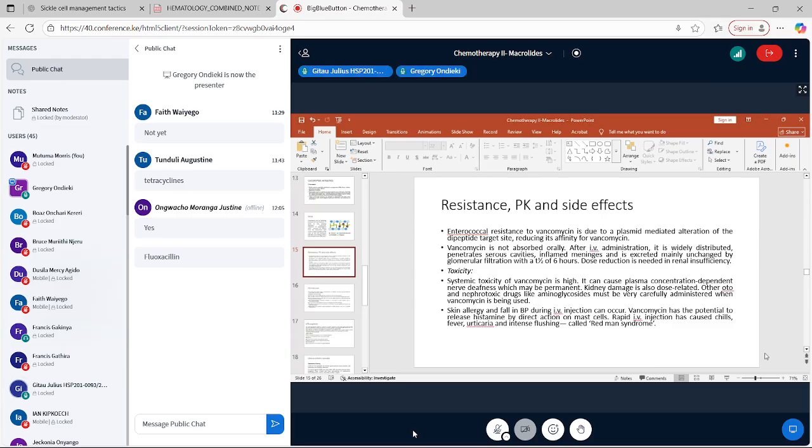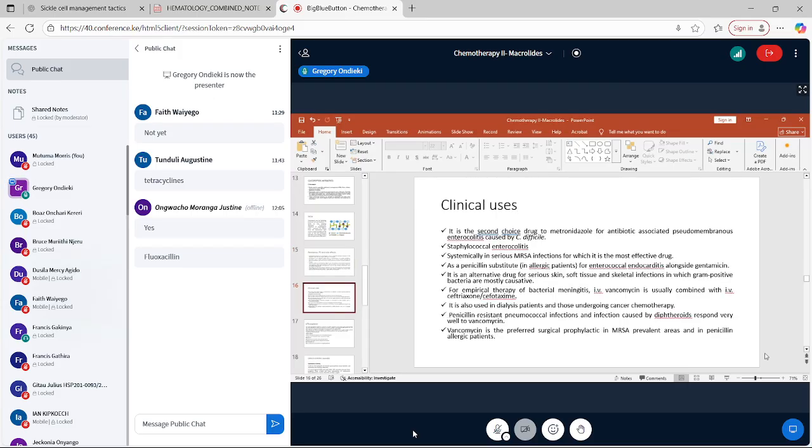Yes. Because you learned about VEN analysis. You'll have drugs that are vital, then essential, then those that are necessary. So this one will fall in the necessary category because at some point you will need it. So it's a second choice drug to metronidazole for pseudomembranous colitis. You've talked about it because it's a common bowel inflammatory condition caused by Clostridium. Also for Staphylococcal enterocolitis. Then systemically in MRSA infections, it's usually the most effective drug for MRSA.